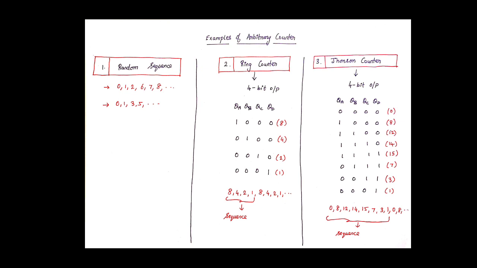Therefore 8 fold to 1 is a sequence order, which means it is a ring counter. It is not a random sequence. Similarly, in a Johnson counter, one by one the output has to be increased, then one by one the output has to be decreased, right? Then it is a Johnson counter.